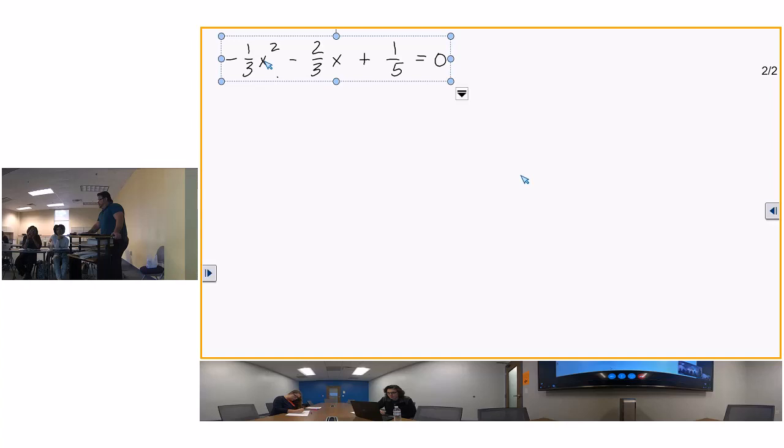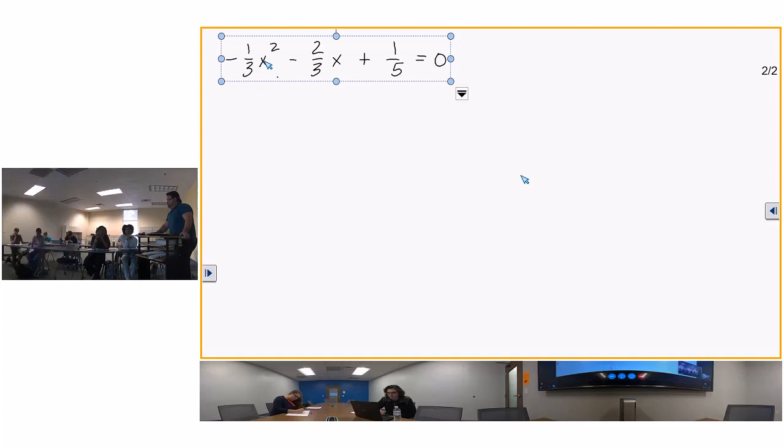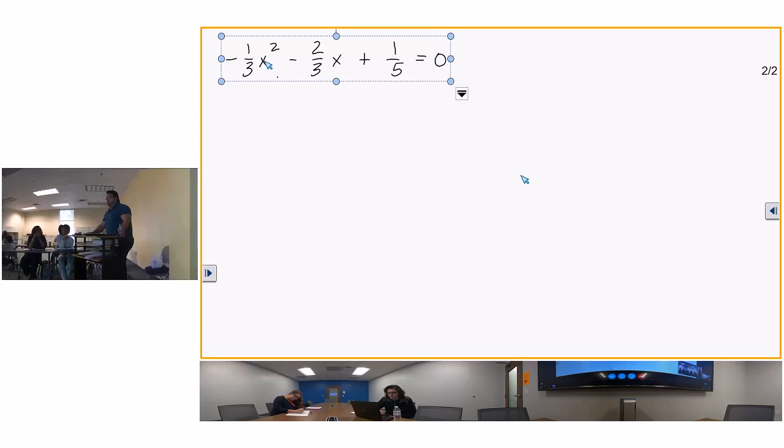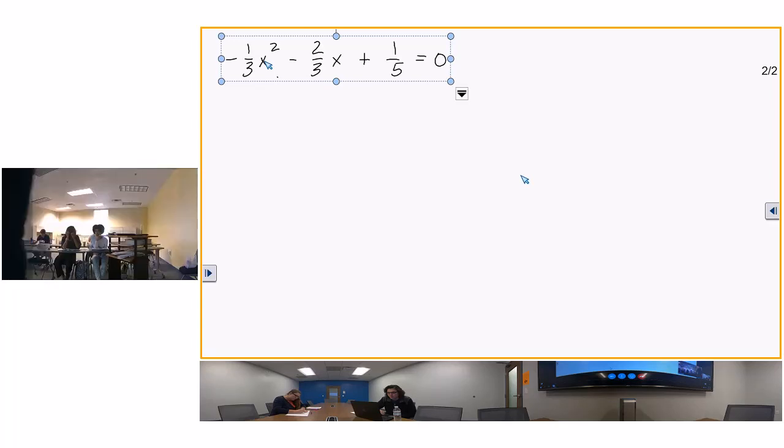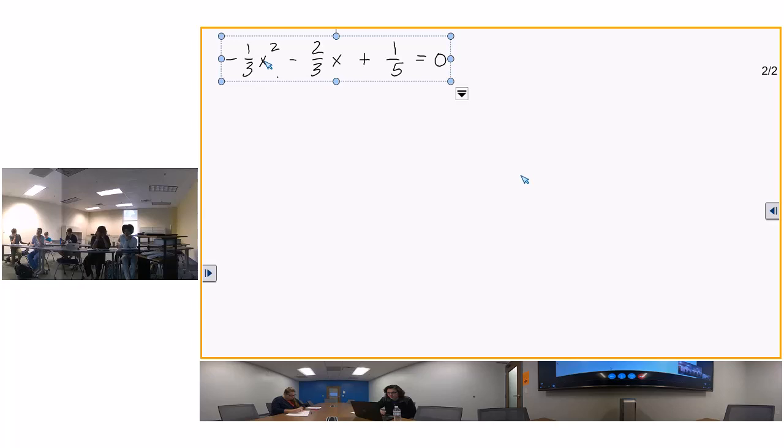2/3 over -1, and that's the same as multiplying. Now you don't have to worry about the signs because you're going to come out with a positive when you divide a negative by a negative. So just take 2/3 and divide by 1/3. So 2/3 divided by 1/3.